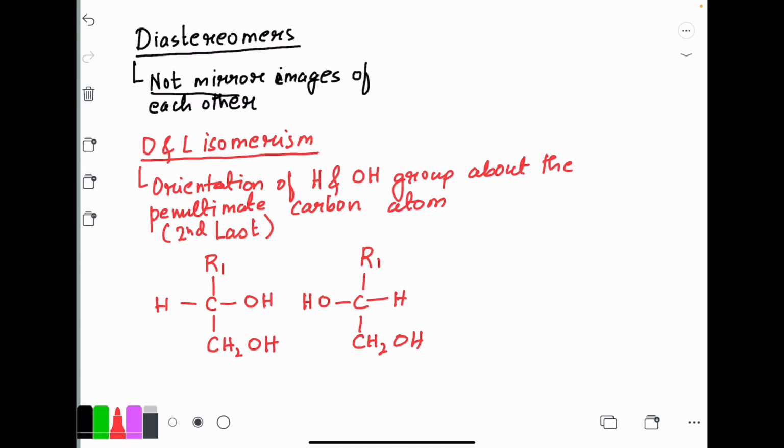So if the OH group is to the right, then we call it the D isomer, D glucose, and if the OH group is to the left, then we consider it as the L isomer. For glucose it would be D glucose and L glucose.